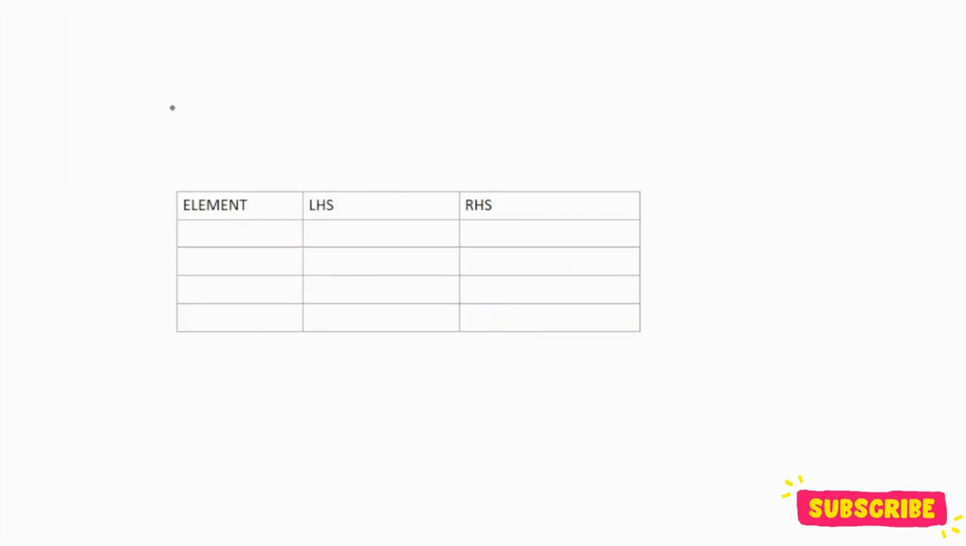Let's take a few more examples for balancing a chemical equation. Let us take the example of lead oxide reacts with carbon to give lead and carbon dioxide. So first of all, we need to write down the elements. What are the elements present? It's lead, then we have oxygen, and we have carbon, right?